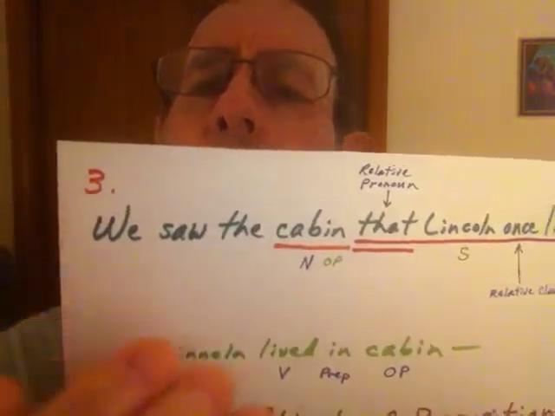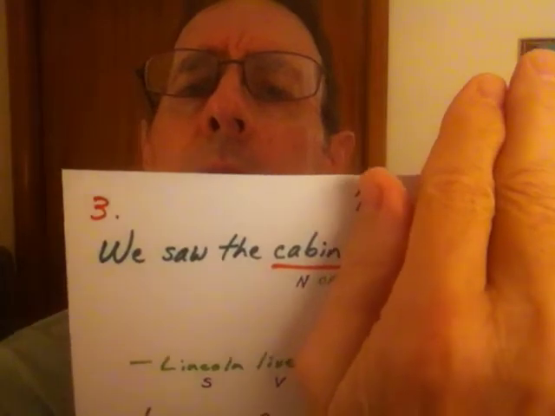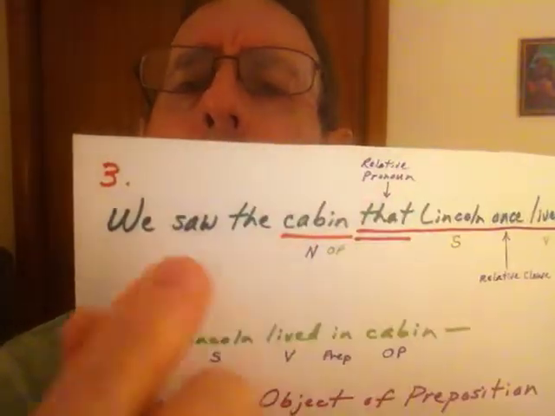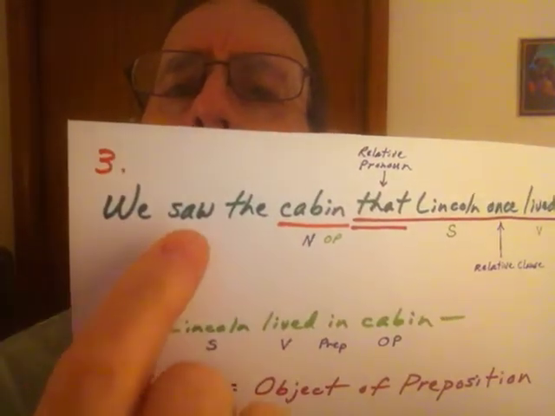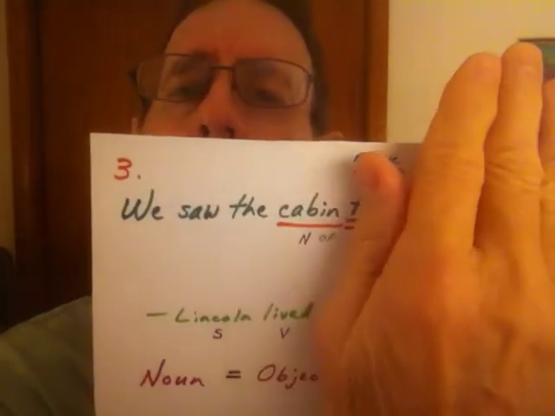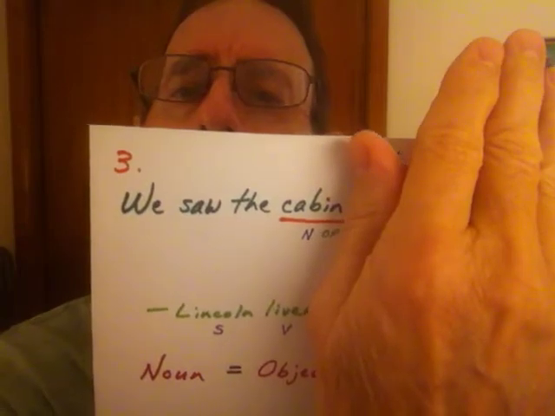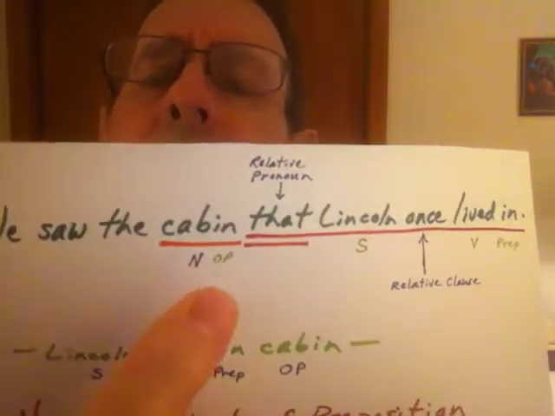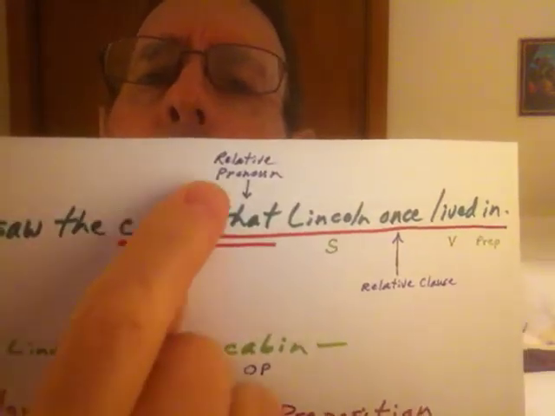Now, in this, the main sentence, all right, the main clause, we saw the cabin, all right? We, subject, saw, verb, cabin would be your object of this main clause, okay? But we have here now, we have cabin, the noun. We have the relative pronoun.